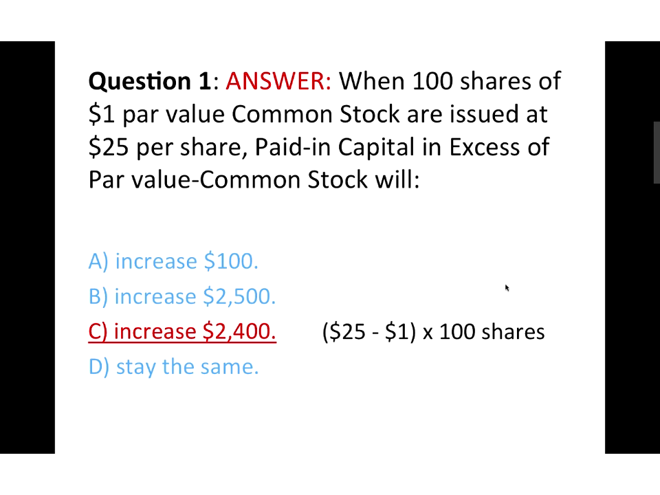What we're going to see here is that the excess of par is always the amount over par value. Our market price is $25. Our par value is $1, so we have 100 shares, so $2,400 is what we will be crediting to paid-in capital, for the $2,500.